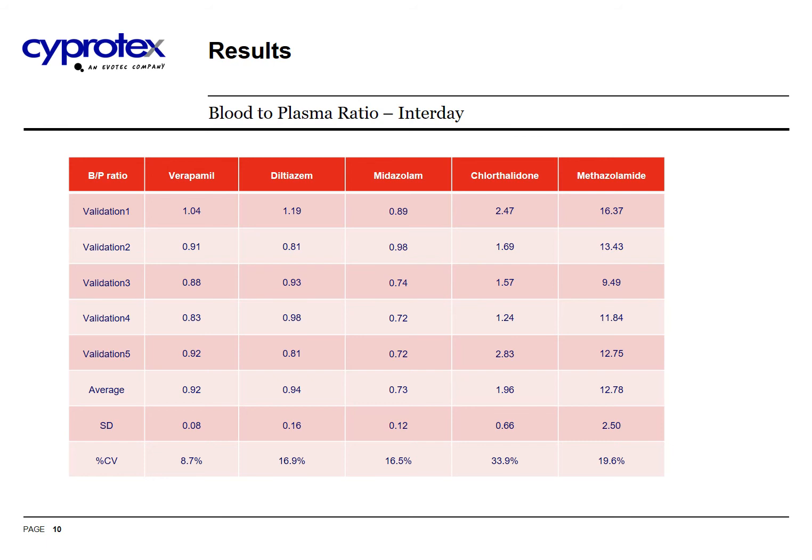The following compounds were selected for investigation based on previous literature as well as in-house data generated from manual assay. The percentage variability for all the compounds between 5 validation sets is lesser than 20% except for chlorthalidone. The higher variability in chlorthalidone has been observed in manual assay as well.